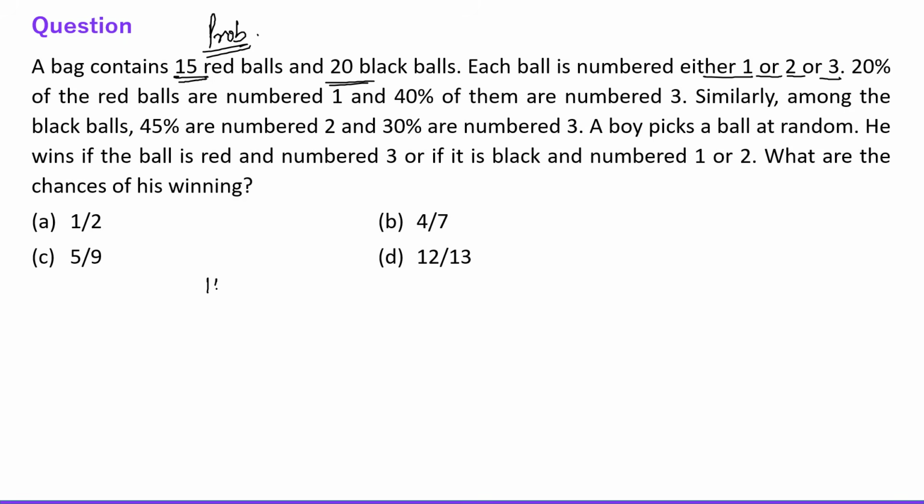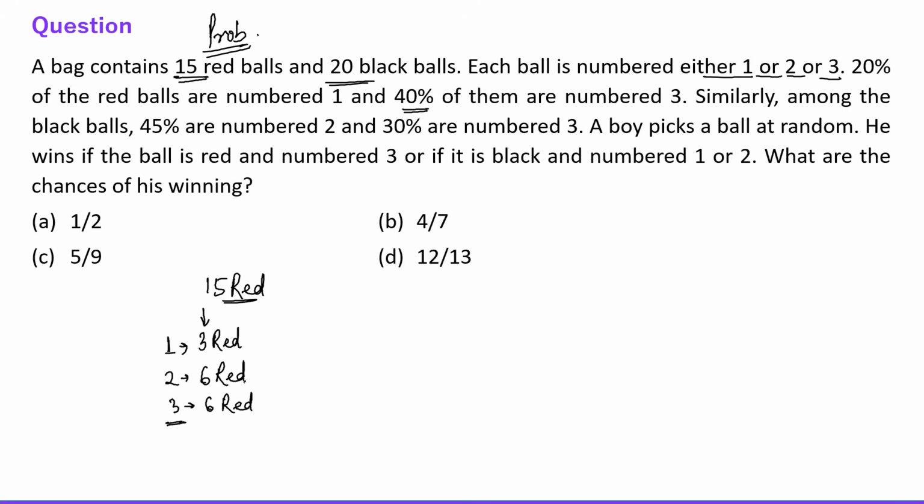A bag contains 15 red balls. Out of that, 20% are numbered 1. So 20% of 15 is what? 3. So 3 are numbered 1. And 40% of them are numbered 3. 40% of 15 is what? 6. So 6 red balls are numbered 3. 6 plus 3 is 9. 9 means 6 is left. 6 red balls are numbered 2.